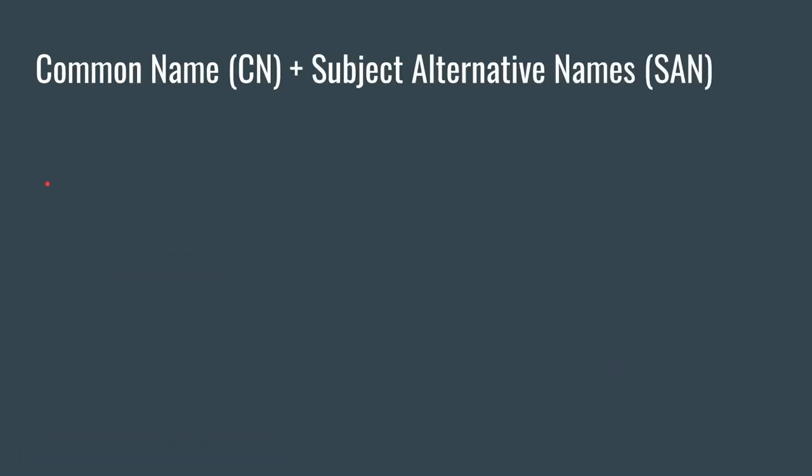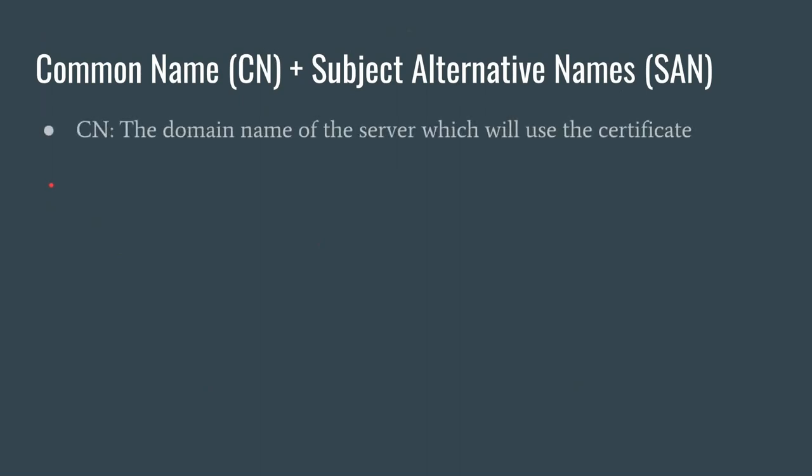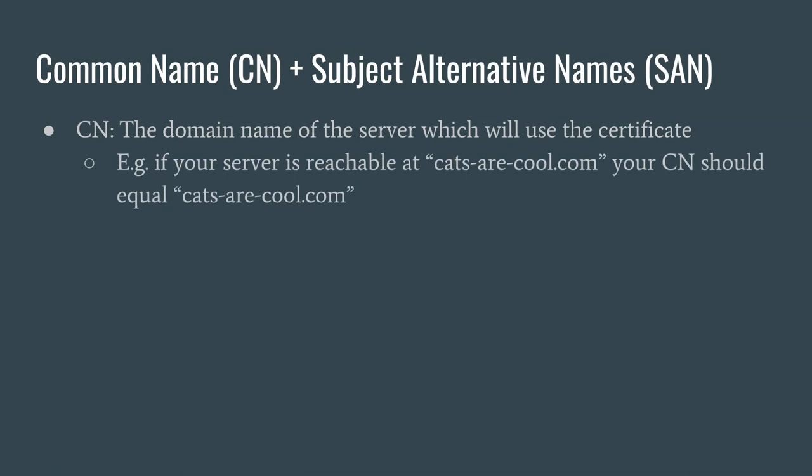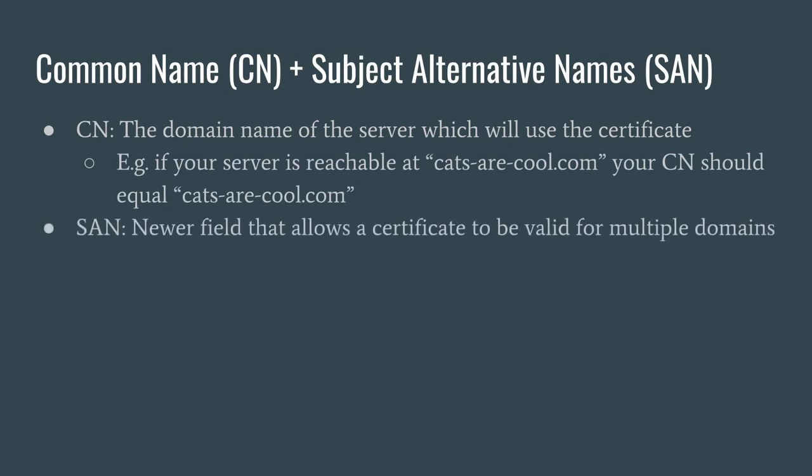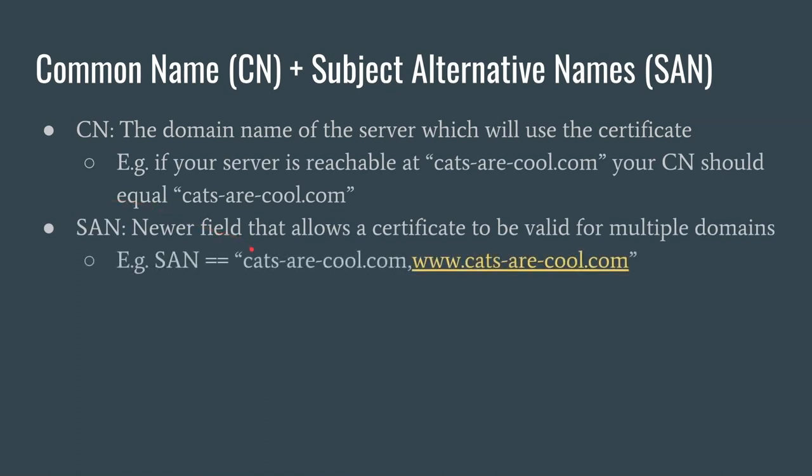So the common name and the subject alternative names are the interesting bit here. The common name is the domain name of the server which will use the certificate. So if your server is going to be reachable at the domain name catsarecool.com, your common name should contain that value. The SAN is a newer replacement for this common name field that allows certificates to be valid for multiple domains. So for example, your server might be reachable at both catsarecool.com and www.catsarecool.com.